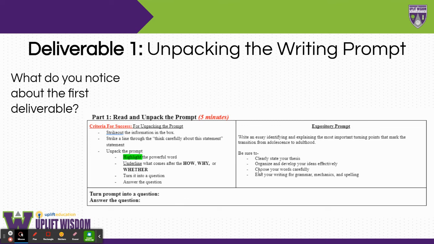Any questions so far? I like the colors on this thing, I'm not gonna lie. I like the colors on this packet. Yeah, I try to. It's a lot of colors.